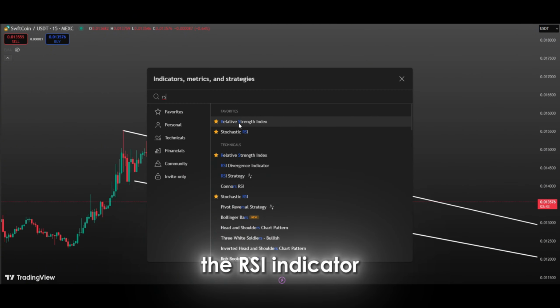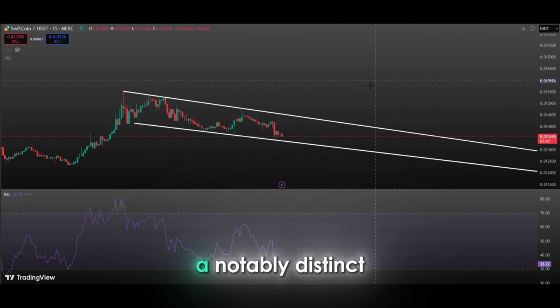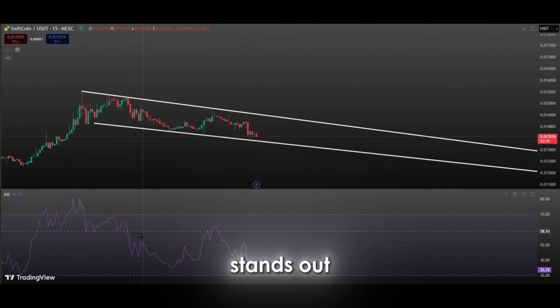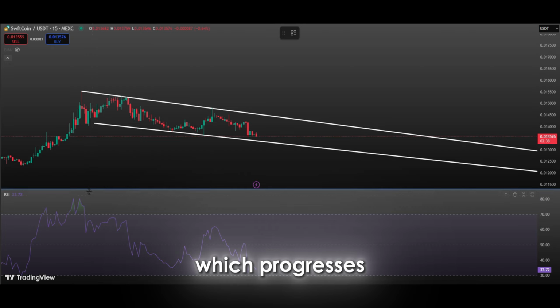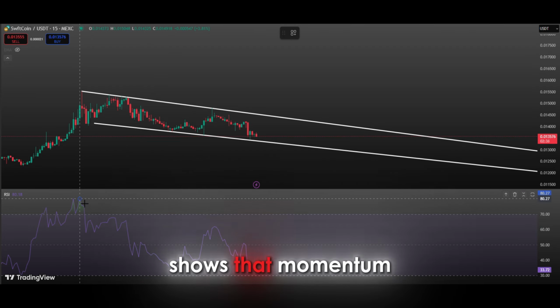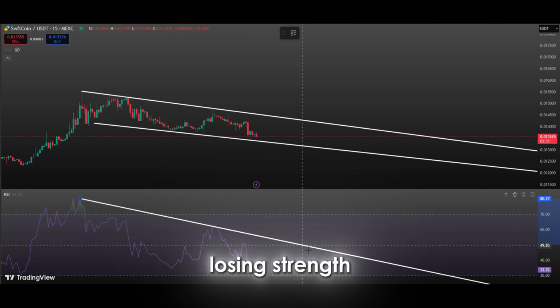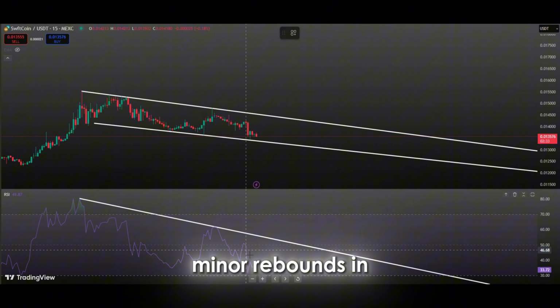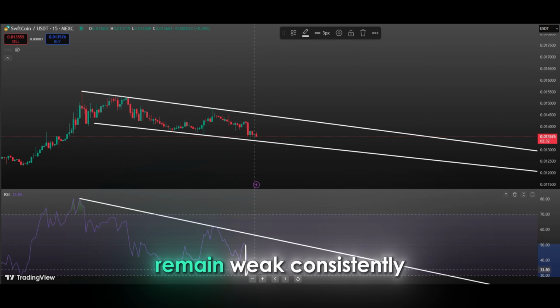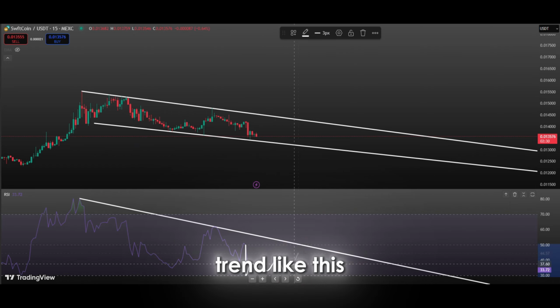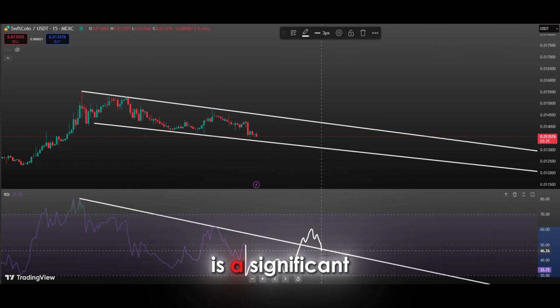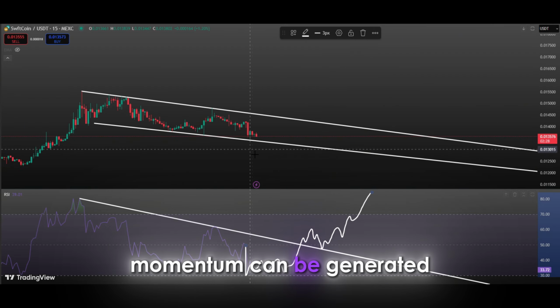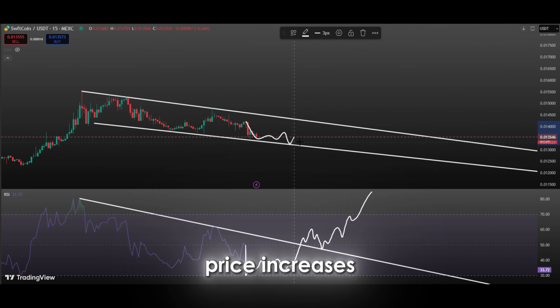When we examine the RSI indicator in detail, a notably distinct downward trend structure stands out. This downward trend, which progresses in strong alignment with the price movements, shows that momentum is weakening and buyers are losing strength. In fact, such descending trends indicate that even minor rebounds in the market remain weak, consistently favoring the sellers. That is, a trend like this in the RSI is a significant sign that no strong momentum can be generated, even during attempted price increases.